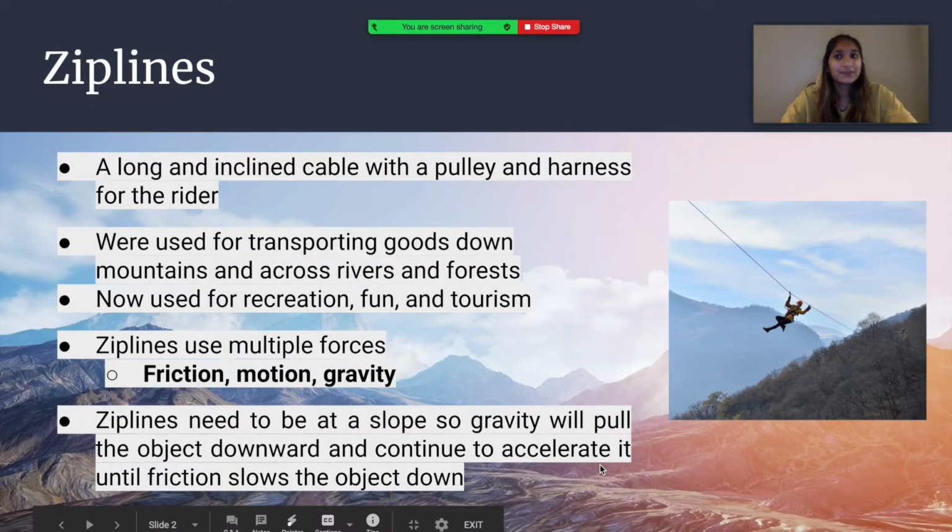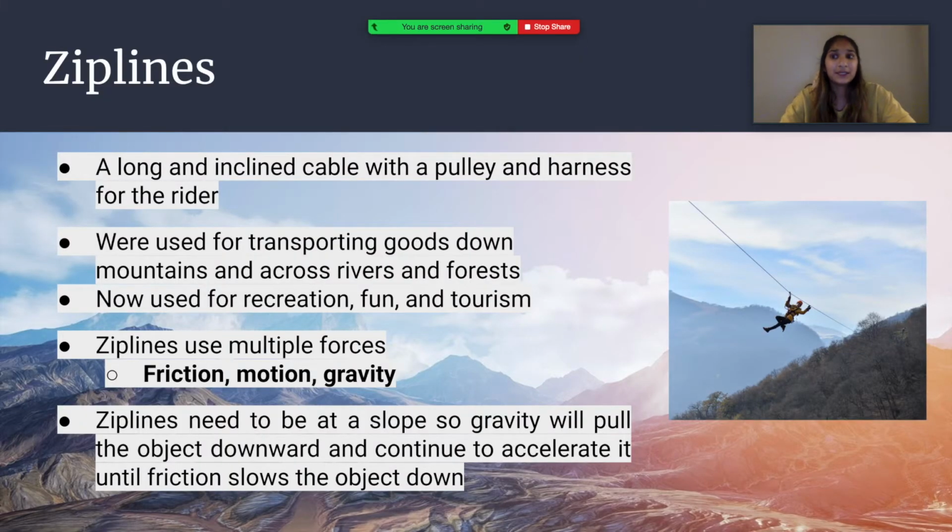I'm sure some of you may have either seen ziplines in videos or maybe even been on one in person. But as you can see in the picture, a zipline is a long and inclined cable with a pulley and harness for the rider. They were used for transporting goods down mountains and across rivers and through forests when walking wasn't really an option. And now they're used more for recreation and fun and tourism.